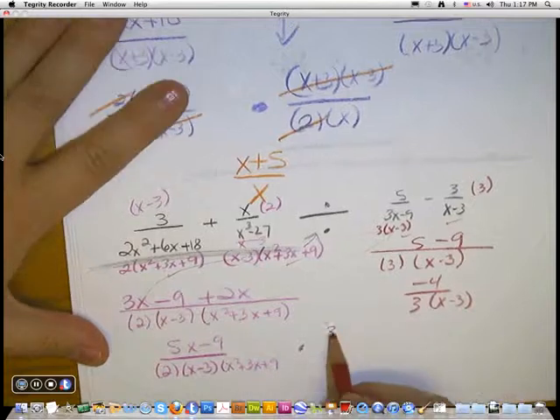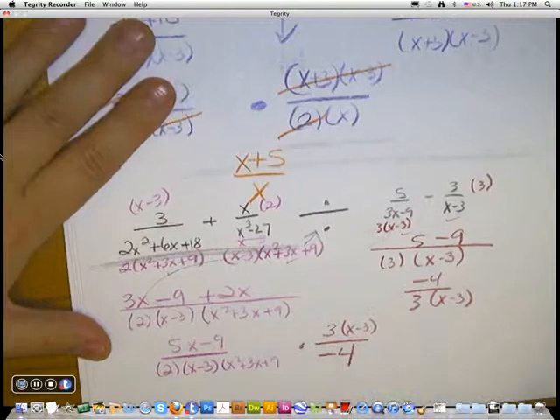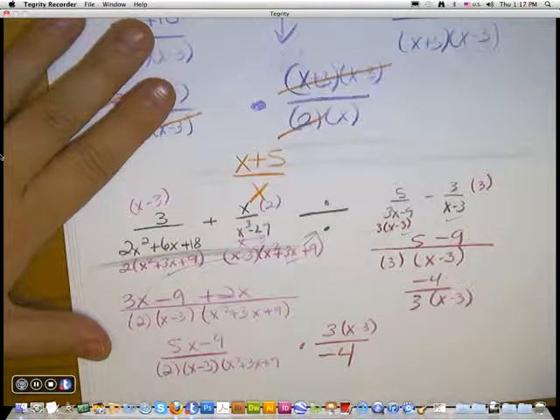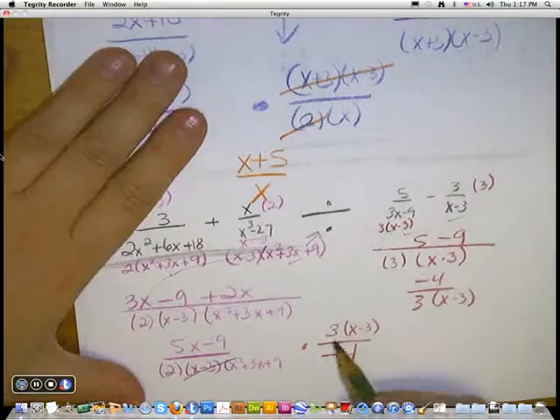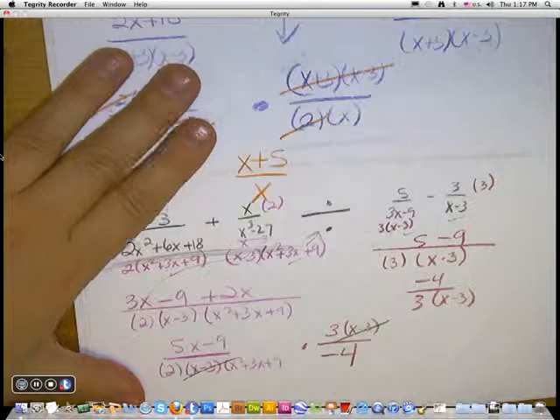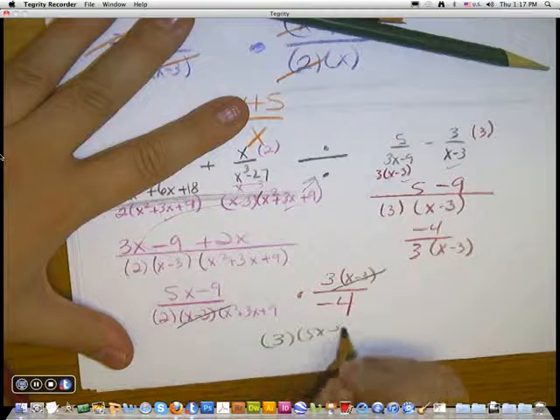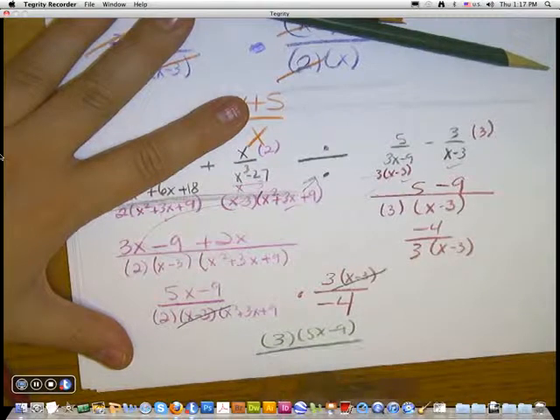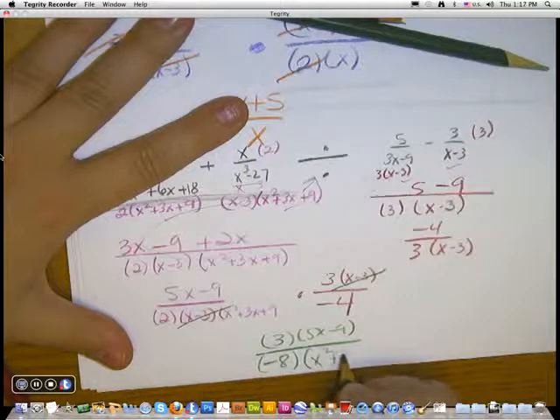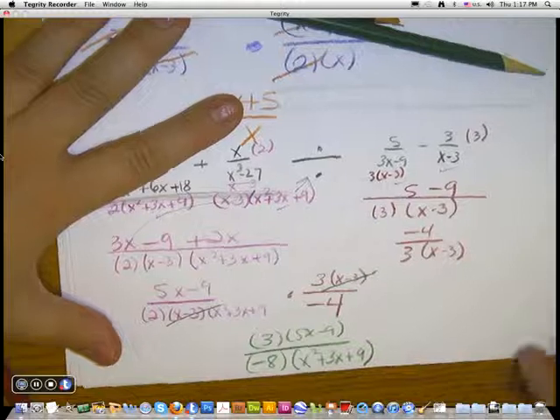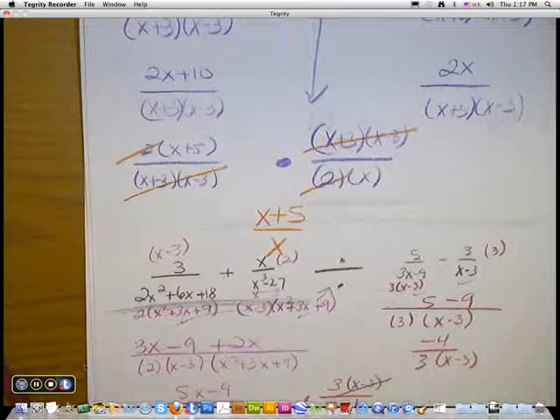Multiply by the reciprocal. And we're going to look to reduce stuff out. So x minus 3 is going to cancel x minus 3. And that's it. So here we have 3 and 5x minus 9 over negative 8 and x squared plus 3x plus 9. And there you go. That is set 4, complex fractions.